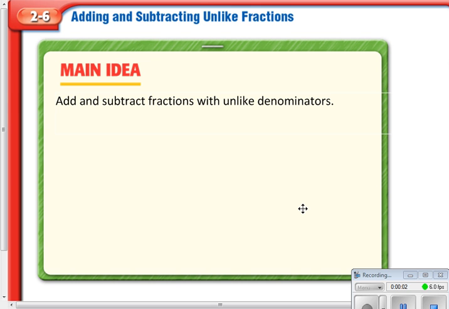Lesson 2.6, adding and subtracting unlike fractions. Yesterday we covered like fractions. Remember, every time that you add and subtract, you need to have a common denominator. Yesterday all the denominators were the same, so today we're going to have denominators that are not the same.